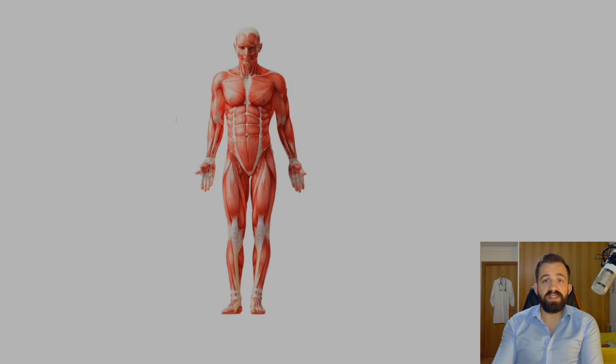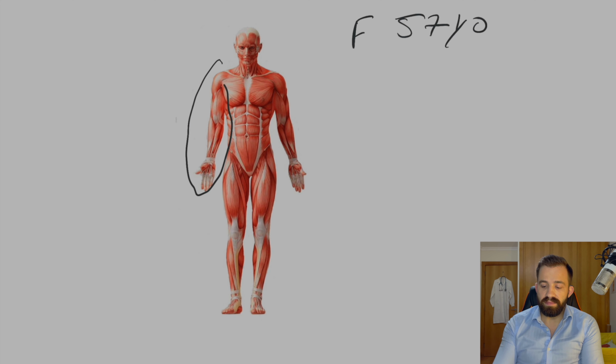This was a 57-year-old female patient, and she had problems with her shoulder for over 3 years when I saw her. She had gone to a number of specialists and had the diagnosis of a frozen shoulder. This was on her right side.